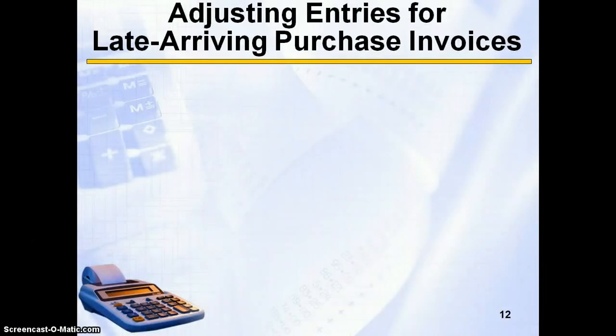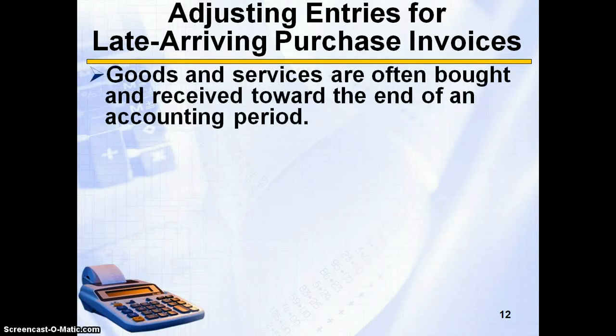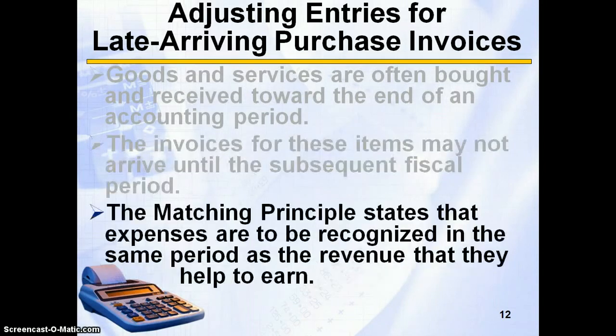The last adjusting entry that needs to be made is for late arriving purchase invoices. Goods and services are often bought and received towards the end of an accounting period or fiscal period. The invoices for these items may not arrive until the next fiscal period. However, according to the matching principle, expenses are to be recognized in the same period as the revenue that they help earn.